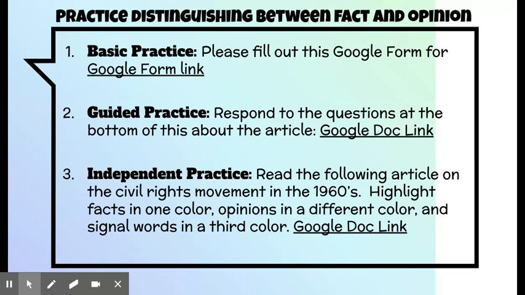Then there's an independent practice where you are going to do the same thing in the article, but there's no guiding questions. You just are going to look at the article, read it, and it's a decade article on the civil rights movement in the 1960s. So the decade is the 60s. You're going to read through it and highlight all the facts in one color, all the opinions in a different color, and all the signal words in a third color.